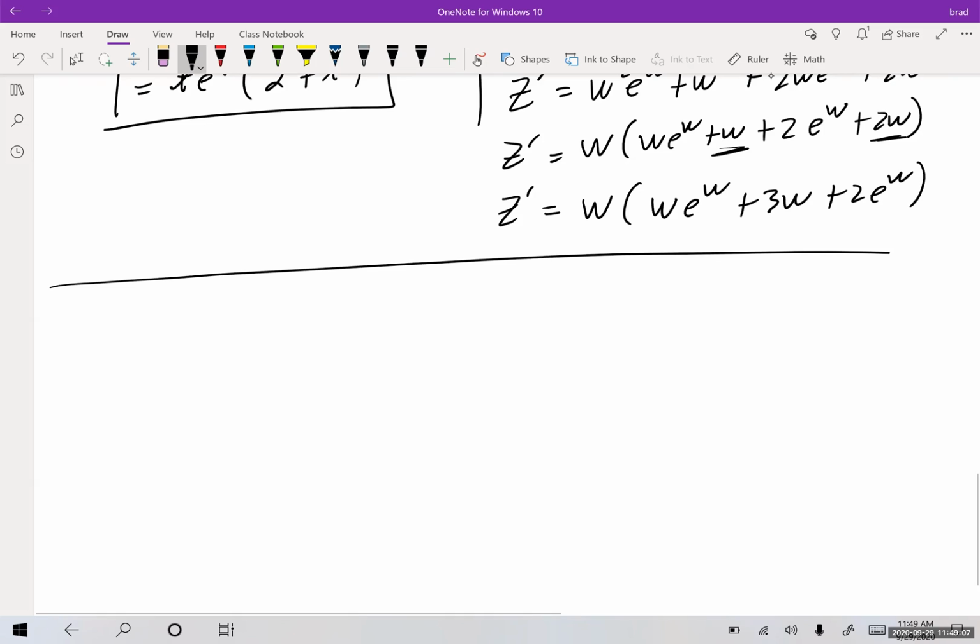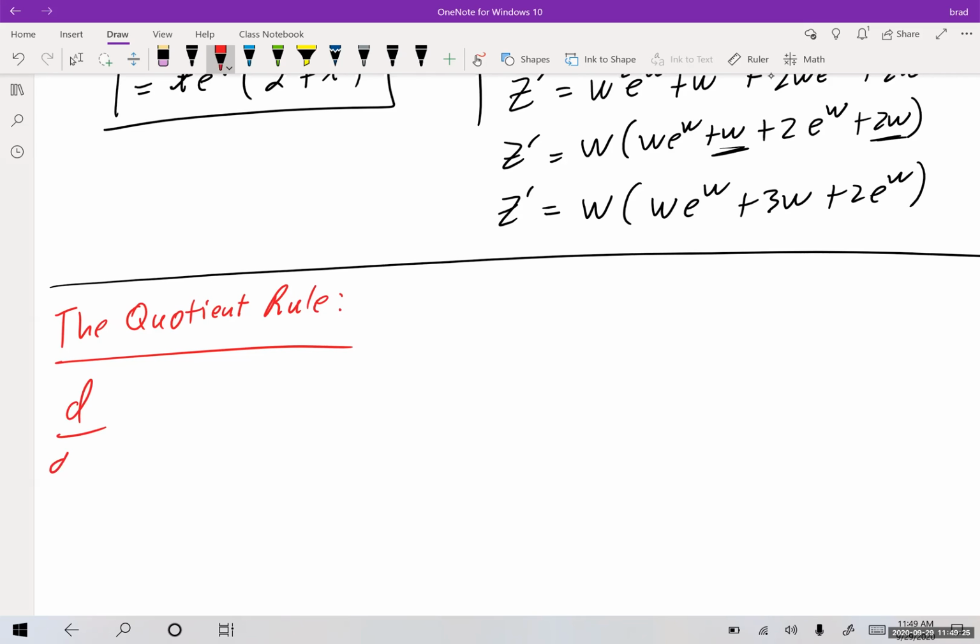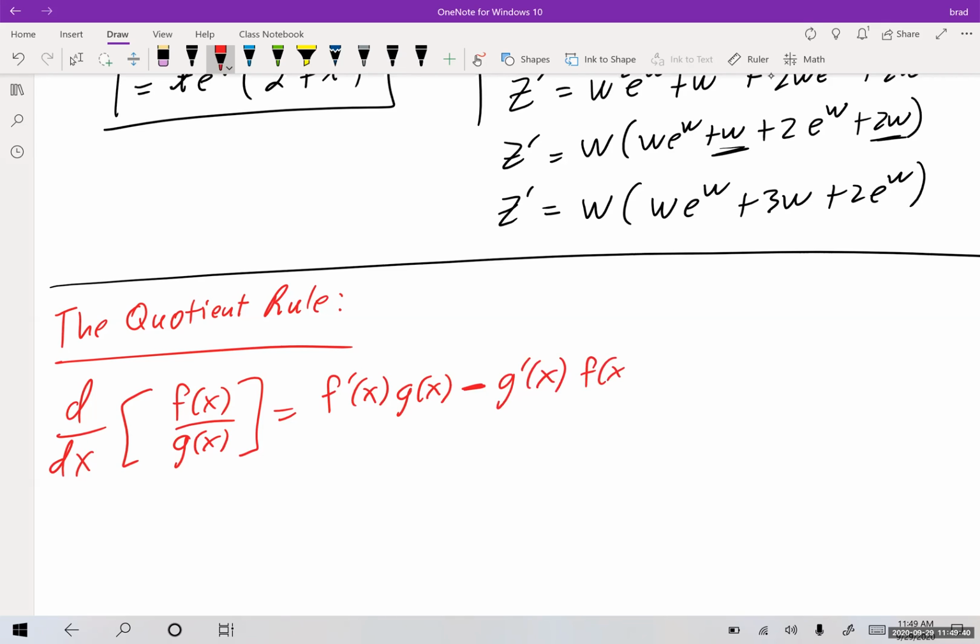So now let's take a look at the quotient rule. Now I'm not gonna go through and prove it, but it's done similarly, the quotient rule. The quotient rule says if you're going to take the derivative of f of x divided by g of x, then this will become f prime of x g of x. Now we have a minus g prime of x f of x, all divided by g of x quantity squared, okay? So this is the quotient rule.